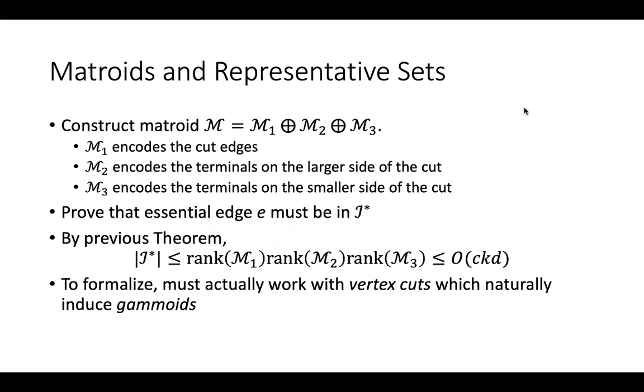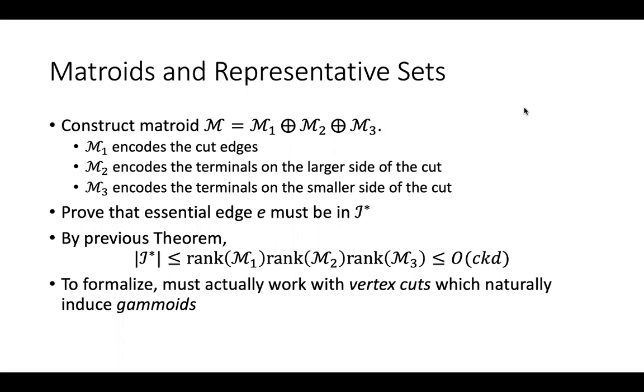Thus, by the previous theorem, the size of I star is at most the product of the ranks, which is at most C times K times D. The rank of M1 is at most C because M1 encodes the cut edges, of which there are at most C. M2 is the terminals on the larger side of the cut, of which there are at most K, and M3 encodes the terminals on the smaller side of the cut, of which there are at most D. So we get a bound of C times the number of terminals times D.